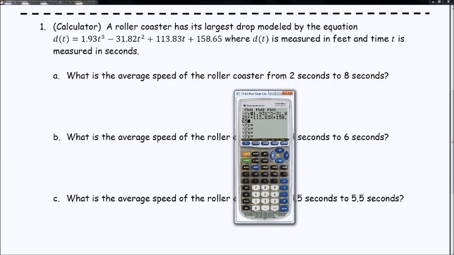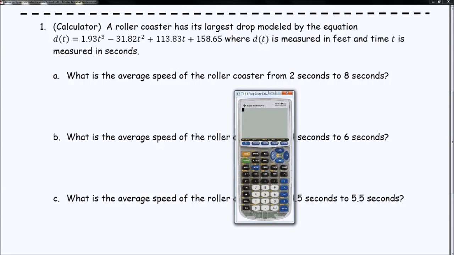1.93 t to the third minus 31.82 t squared plus 113.83 t plus 158.65. All right, good. So let's go ahead and do second quit.